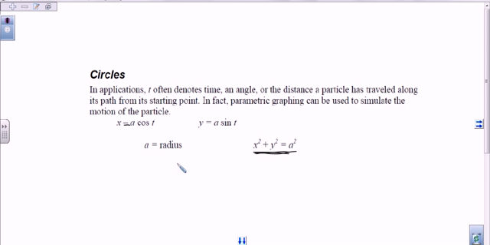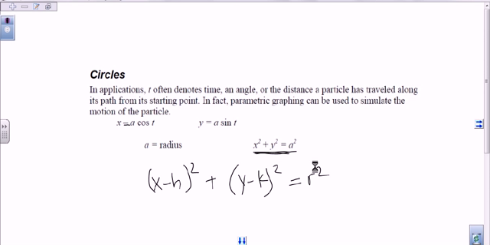And if you remember the circle, it's going to be x minus h. So this is if it's moved away from the origin, (h, k) is your center. So it's going to be x minus h quantity squared plus y minus k quantity squared is equal to your radius squared. Okay, so this is the equation of a circle that's not centered at the origin.